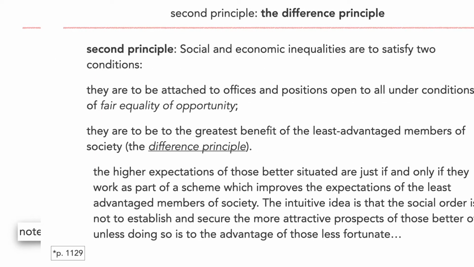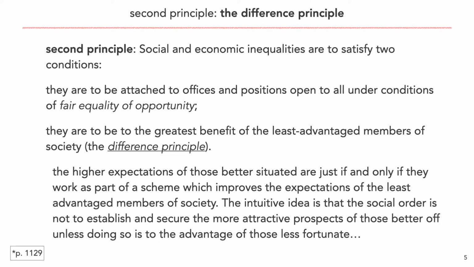Let's have another look at the difference principle, the second part of the second principle. Social and economic inequalities are to be to the greatest benefit of the least advantaged members of society. As he says, the higher expectations of those better situated are just if and only if they work as part of a scheme which improves the expectations of the least advantaged members of society. The intuitive idea is that the social order is not to establish and secure the more attractive prospects of those better off unless doing so is to the advantage of the less fortunate.